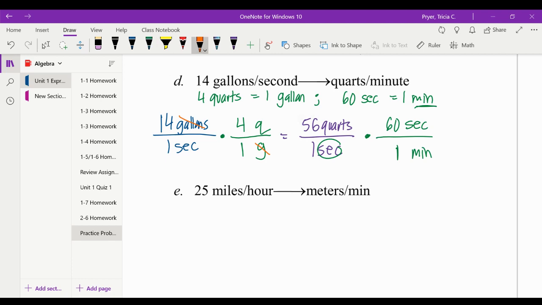Then I'm going to go ahead and cancel out seconds and seconds. And then I multiply straight across. So I need to do 56 times 60. And 56 times 60 will be 3,360 quarts. And that is in 1 minute. So 3,360 quarts per minute.